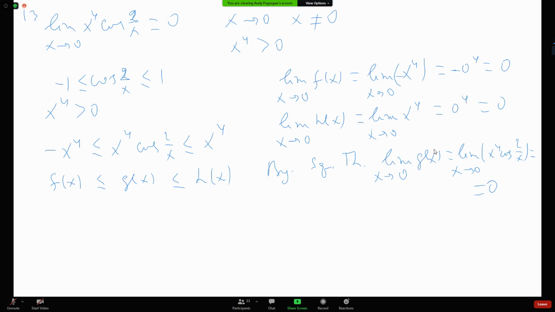On the bottom left, is that the last part, is that h of x? So you have f of x, g of x, h of x.